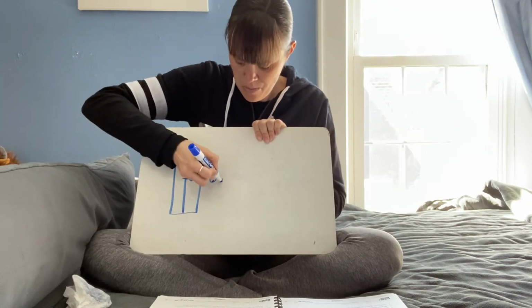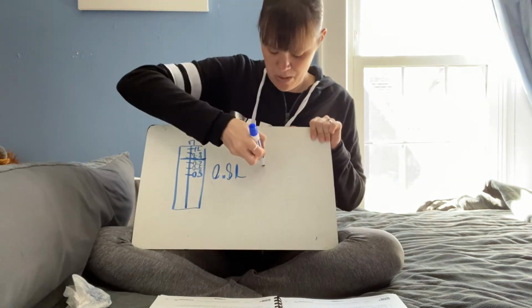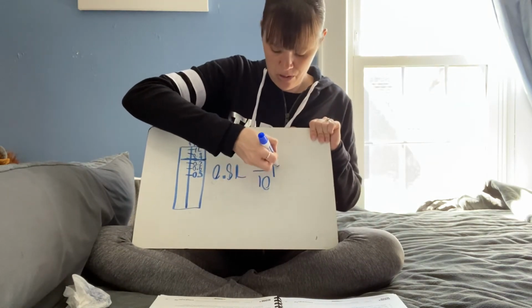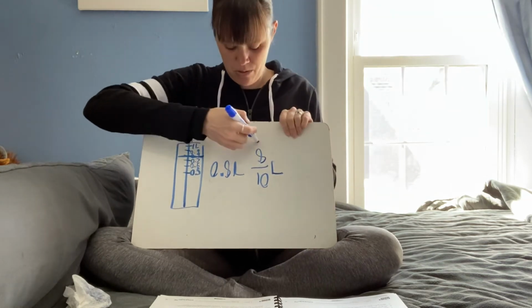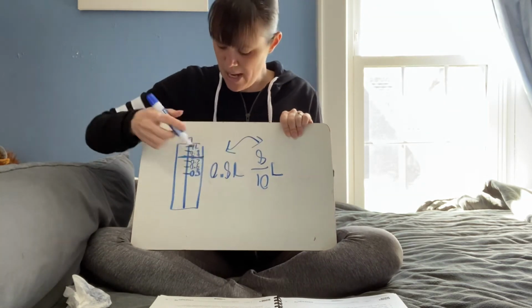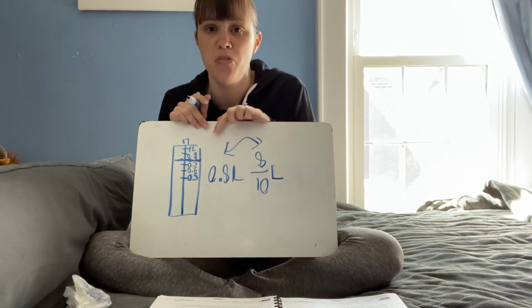Now, if you look closely, it's right here on the 0.8 liter. But you know what I was supposed to do? I was supposed to put 8/10 liter first. So whoops, I did it backwards. So you are putting it's 8/10 of a liter. And how do you write it in decimal form? 0.8.